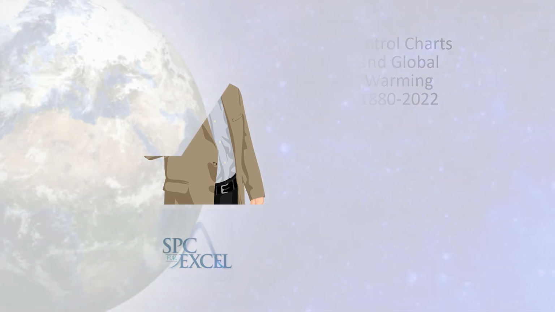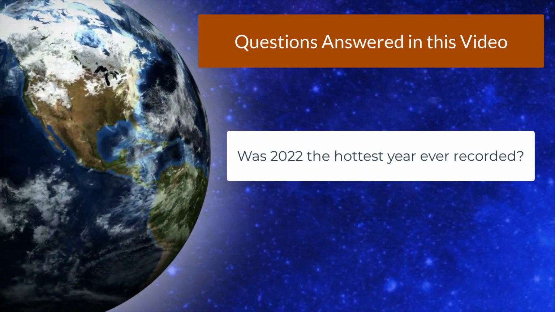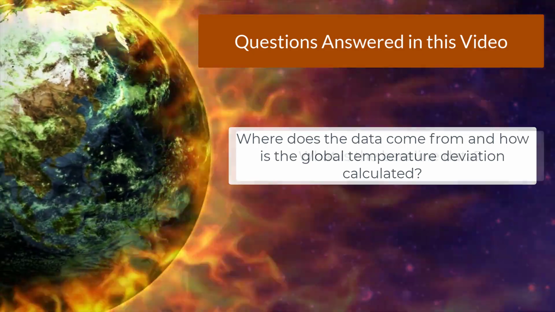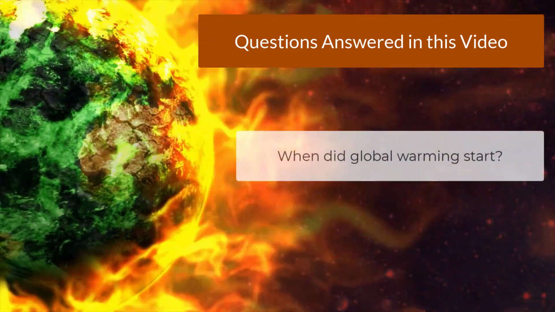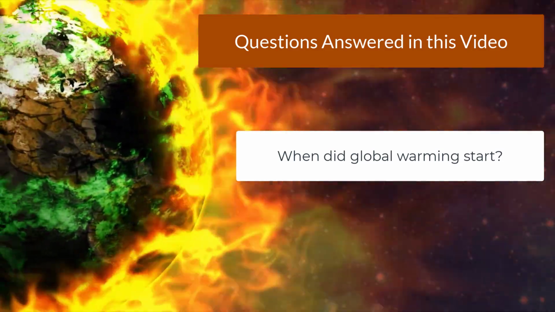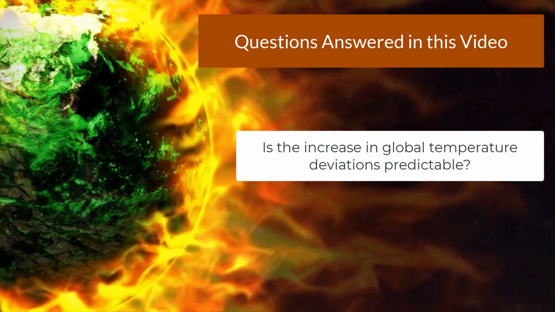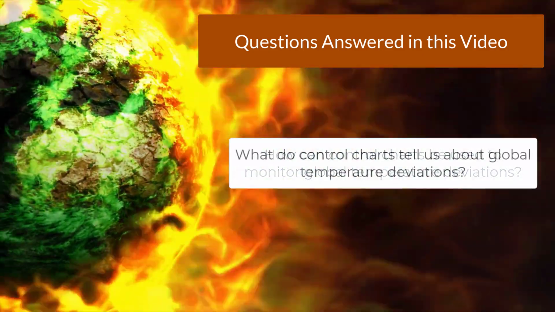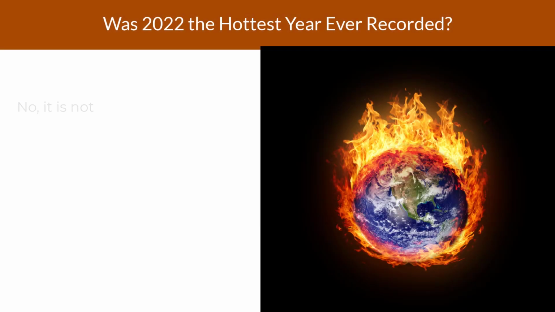We're going to take a look in this video at control charts and global warming. Was 2022 the hottest year ever recorded? Where does the data come from and how's the global temperature deviation calculated? What's the baseline data we use in the calculations? When did global warming start? Is the increase in global temperature deviations predictable? And how can control charts be used to monitor those deviations? What do they tell us about those deviations over time?